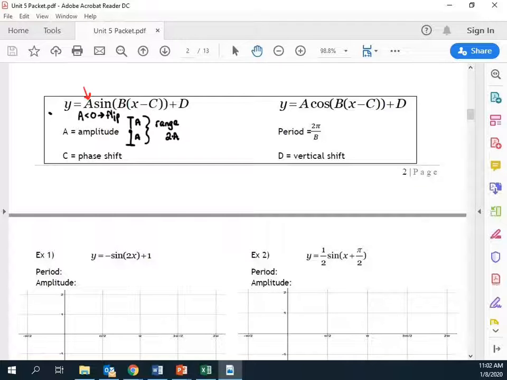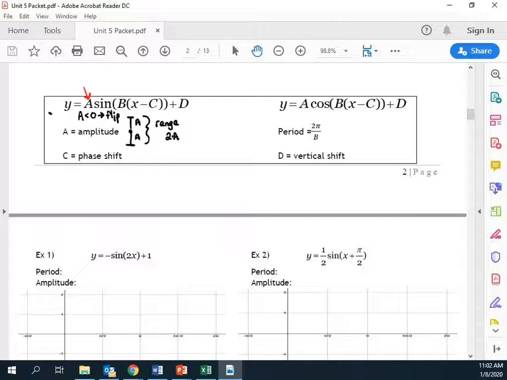Going on to period. Period talks about and says, how long does it take to complete one cycle? So we go through and we say, all right, if we start and stop, well, look up above. Look up above at the ones we just did. What's the distance along the x-axis it took to complete one full cycle?